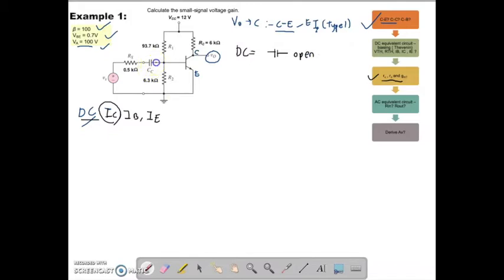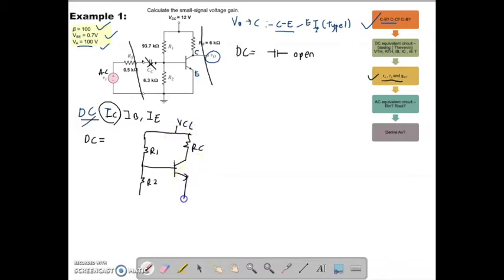What will happen when this capacitor is open? Your AC source here will be isolated, and your VR also will be isolated. So let's redraw the DC equivalent circuit. Here you only have R1, R2, RC, and then you have a DC supply VCC, and then continue the rest. Your Vout will be disconnected. So this is the voltage divider biasing.